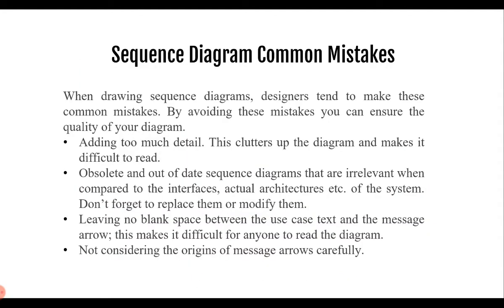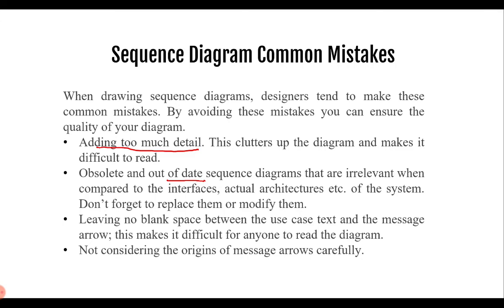So now some of the common mistakes which we make while designing a sequence diagram: first of all, adding too much detail. We do not need to add too much detail, just the minimum information which is required in order to represent that scenario. The next is obsolete and out of date sequence diagrams which are irrelevant when compared to interfaces and actual architectures of the system. Sometimes we feel that we simply have to draw a scenario, and we go ahead with drawing it, but in reality that scenario does not match with the actual reality. So in that case, the sequence diagram will not work.